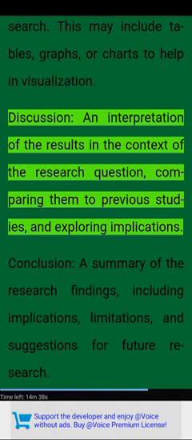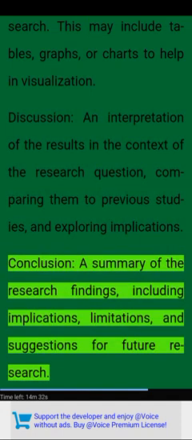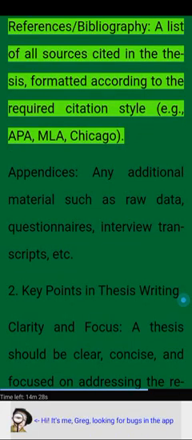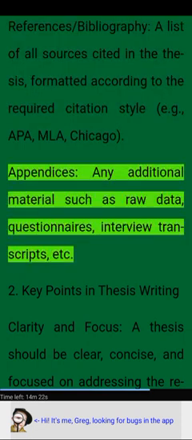Discussion. An interpretation of the results in the context of the research question, comparing them to previous studies, and exploring implications. Conclusion. A summary of the research findings, including implications, limitations, and suggestions for future research. References. Bibliography. A list of all sources cited in the thesis, formatted according to the required citation style, e.g., APA, MLA, Chicago. Appendices. Any additional materials such as raw data, questionnaires, interview transcripts, etc.